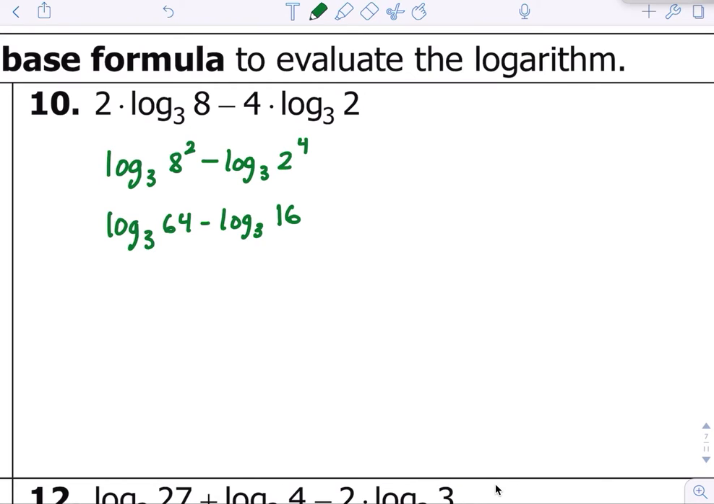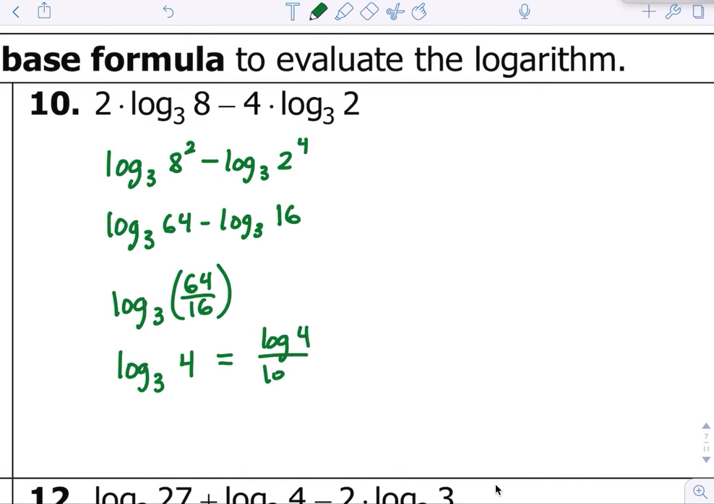Okay, so now log minus sign, so log base 3 of 64 divided by 16. Log base 3 of 4. Now we're going to use change of base formula, so log of 4 over log of 3. This simplifies to log of 4 divided by log of 3, 1.26.